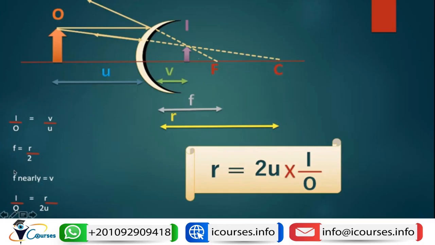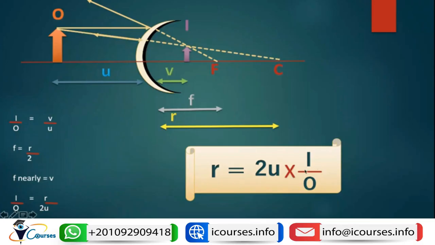So we make an assumption that the focal length, F, is nearly equal to V. So if we substitute V by F, and F equals R divided by 2, the image size divided by the object size will be equal to V divided by U, so V equals F and F equals R divided by 2, so image size divided by object size will equal R divided by 2U. So in order to know the radius of curvature of the cornea, we have three variables. We have the U, or the distance, to be fixed.